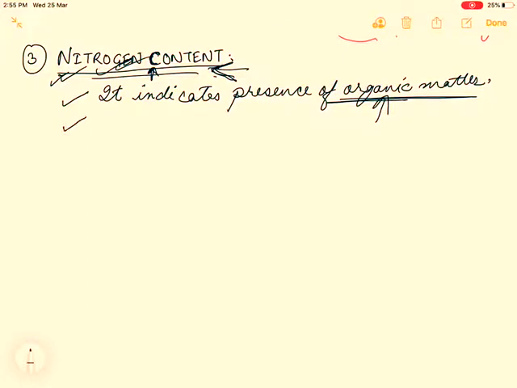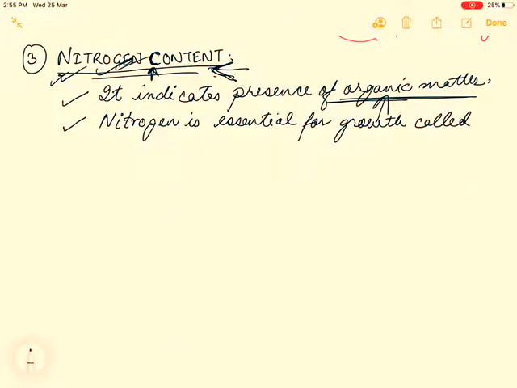Second, why is it important? Nitrogen is essential for growth. All the bacteria and algae use nitrogen for their growth. So it is also called a biostimulant.